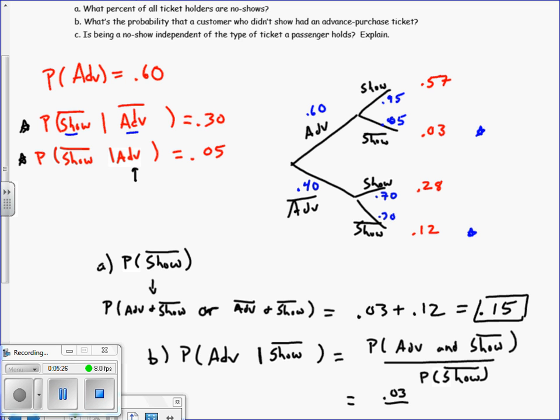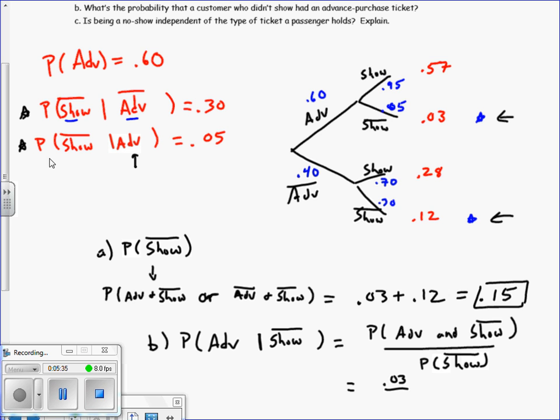And strangely enough, again, there are two ways for no-shows. Part A actually already got us the probability of a no-show, and that was 0.15. So 0.03 divided by 0.15 is 0.2. So about 20% of people that didn't show up were advanced purchase folks.